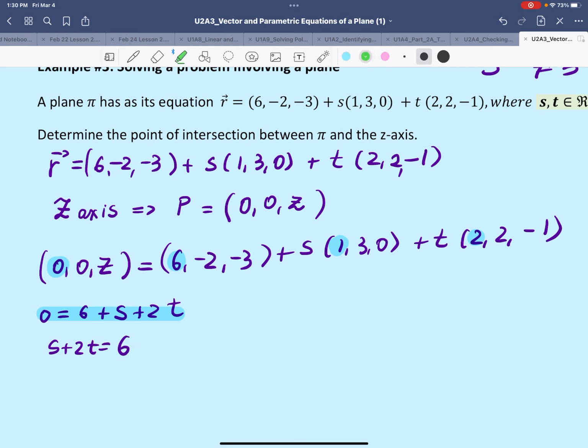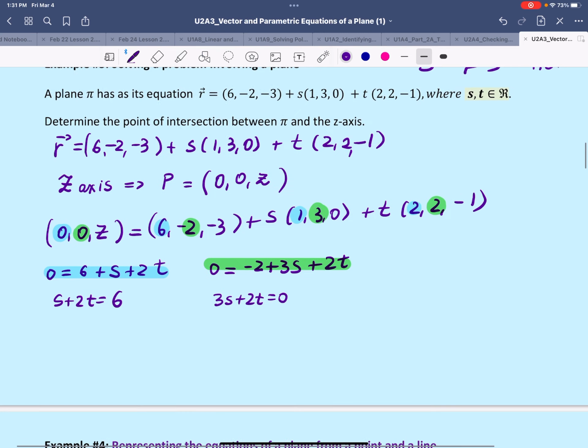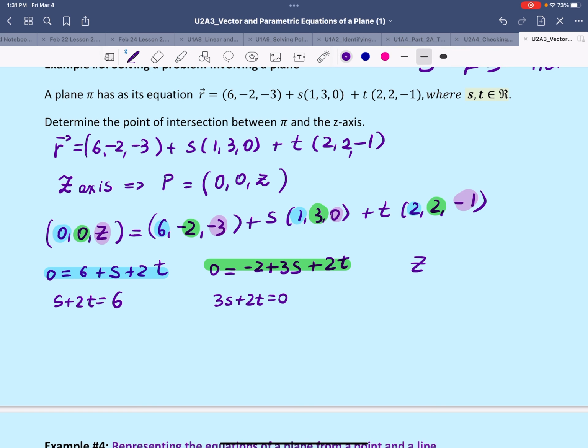Next, we have the parameter y. So we have 0 again equals -2 plus 3s plus 2t. So we have 3s plus 2t equals 0. And last, we have the coordinate z, which means z equals -3 plus 0s minus t. So z will be -3 minus t.